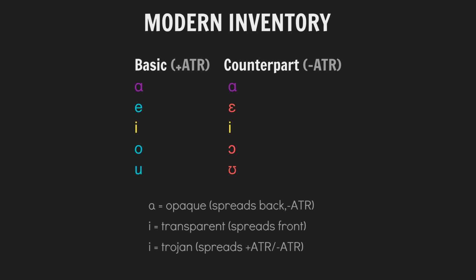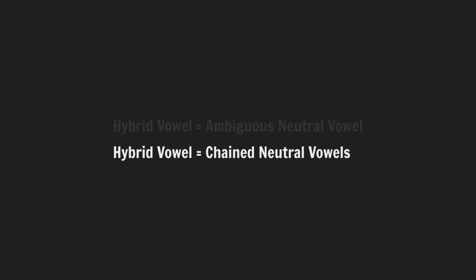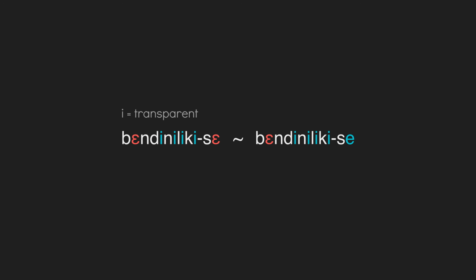I don't have a mid-ish neutral vowel in my inventory, so I'm going to go with the second option, chaining transparent vowels. Take a word like bendiniliki. Some speakers might treat this as a minus ATR word. The trigger is minus ATR, and all those other vowels are transparent. So any suffixes added must be minus ATR, right? Bendiniliki se. Well, other speakers might treat it as plus ATR, because the overwhelming majority of vowels in the root are plus ATR. Yeah, they're transparent, but come on, there are so many of them that any suffix added just needs to be plus ATR. Bendiniliki se. Disagreement ensues, so hybrid vowel established.